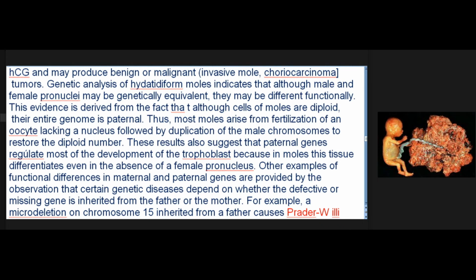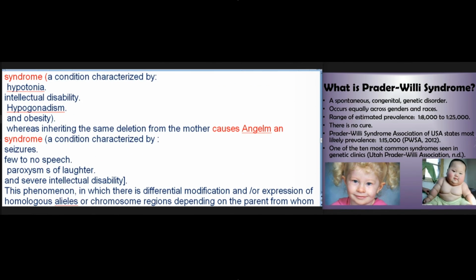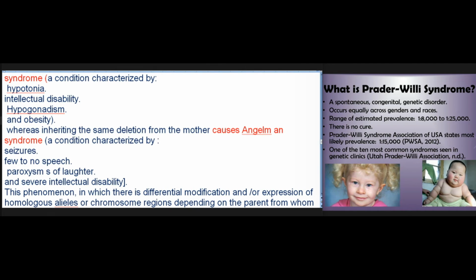Other examples of functional differences in maternal and paternal genes are provided by the observation that certain genetic diseases depend on whether the defective or missing gene is inherited from the father or the mother. For example, a microdeletion on chromosome 15 inherited from a father causes Prader-Willi syndrome, a condition characterized by hypotonia, intellectual disability, hypogonadism, and obesity. Whereas inheriting the same deletion from the mother causes Angelman syndrome, a condition characterized by seizures, few to no speech, paroxysms of laughter, and severe intellectual disability.